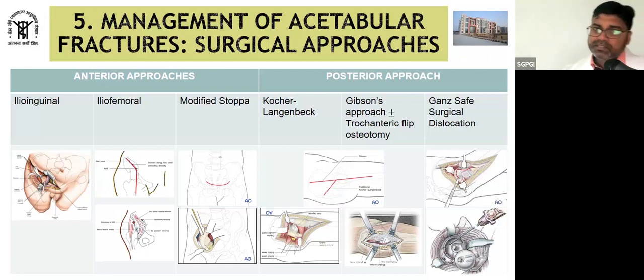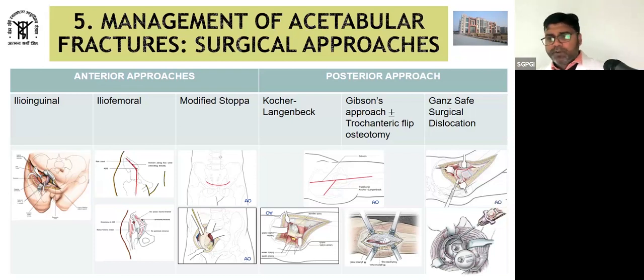Then there are posterior approaches. The Kocher-Langenbeck gave the first approach that could access the posterior column and the posterior wall. And after that, we found that the superior part of the posterior column could not be accessed that well. And so people like Gibson came up with their own approach. And thereafter they saw that even then we could not access that properly. So they started osteotomizing the trochanter and took the whole of the trochanter with the abductors attached and the vastus lateralis anteriorly, and that enhanced the further exposure. So things are evolving over time.